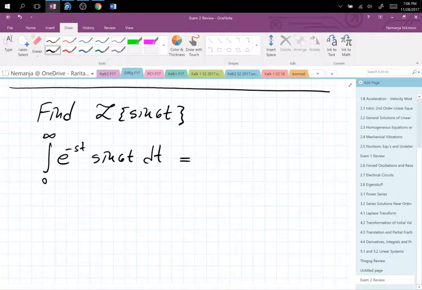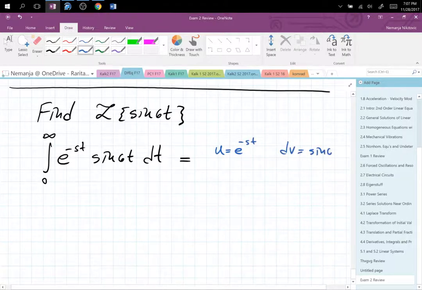All right, so what do we have over here? We have e to the negative st. So t is the variable that we worry about. We set up our u as e to the negative st and our dv as sine 6t dt. So du is, no, times, you're taking the derivative, negative s e to the negative st dt, and v is going to be negative cosine 6t divided by 6.